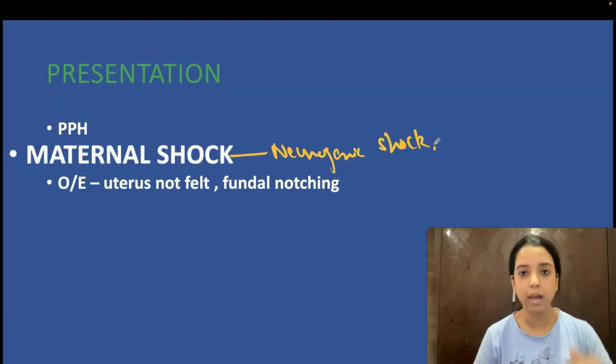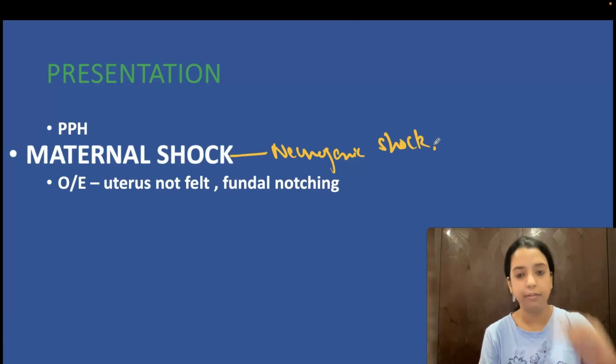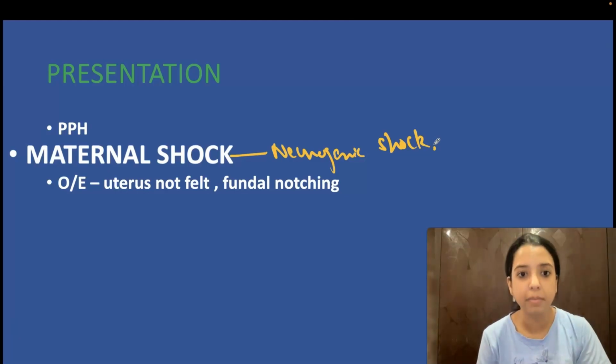Okay. When the patient has presented to you with shock and PPH, the first thing is you put hand on the abdomen. You want to see whether the uterus is contracted or not. So when you put your hand on the abdomen, you will see the uterus is not there. You can't feel the uterus.